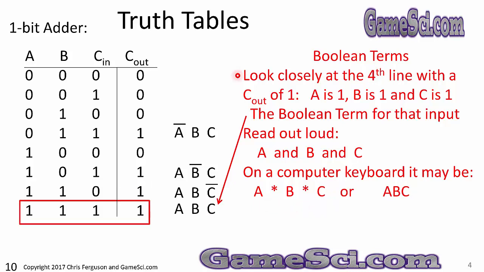Finally, look at the fourth line where C out produces a 1. A is 1, B is 1, C is 1, or A is true, B is true, C is true. The Boolean term for that input read out loud is A and B and C. On a computer keyboard, we might use the asterisk or the star operator.